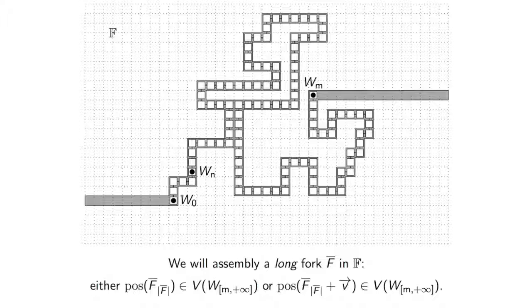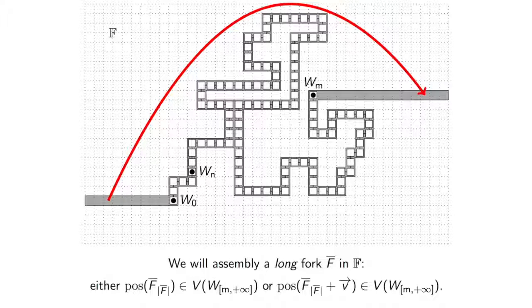Finally, we explain what kind of fork we aim to assemble. Firstly, we are looking for a fork F which belongs to the free zone. Secondly, we want that either the last tile of the fork F is east of the last tile of the path assembly P or that the translation by V of the last tile of the fork F is east of the last tile of the path assembly P. Such a fork is called a long fork.